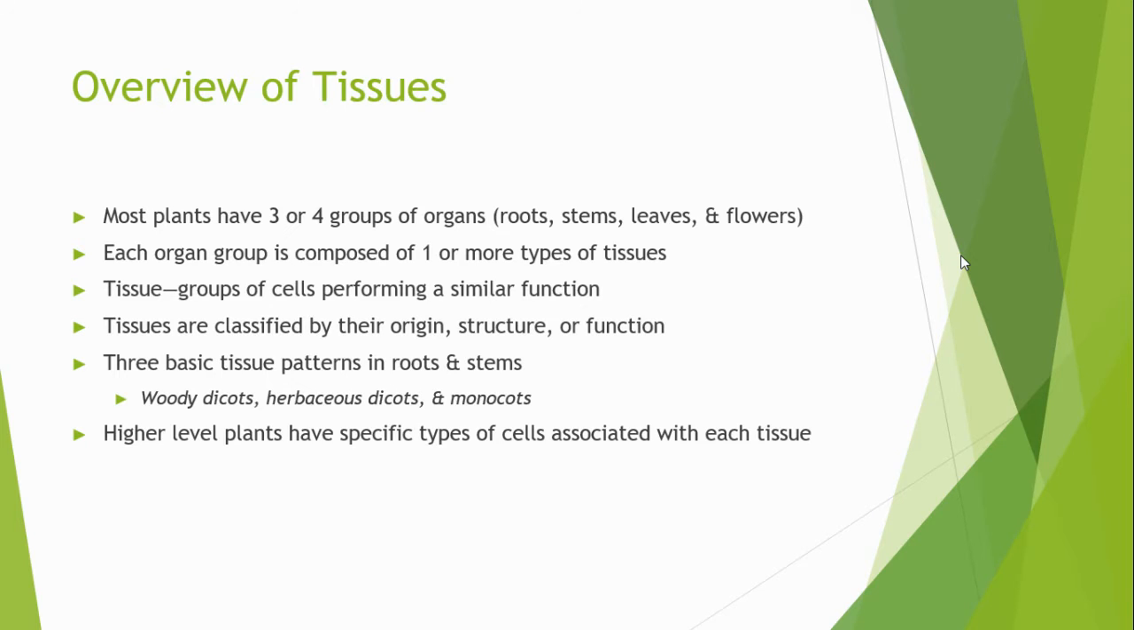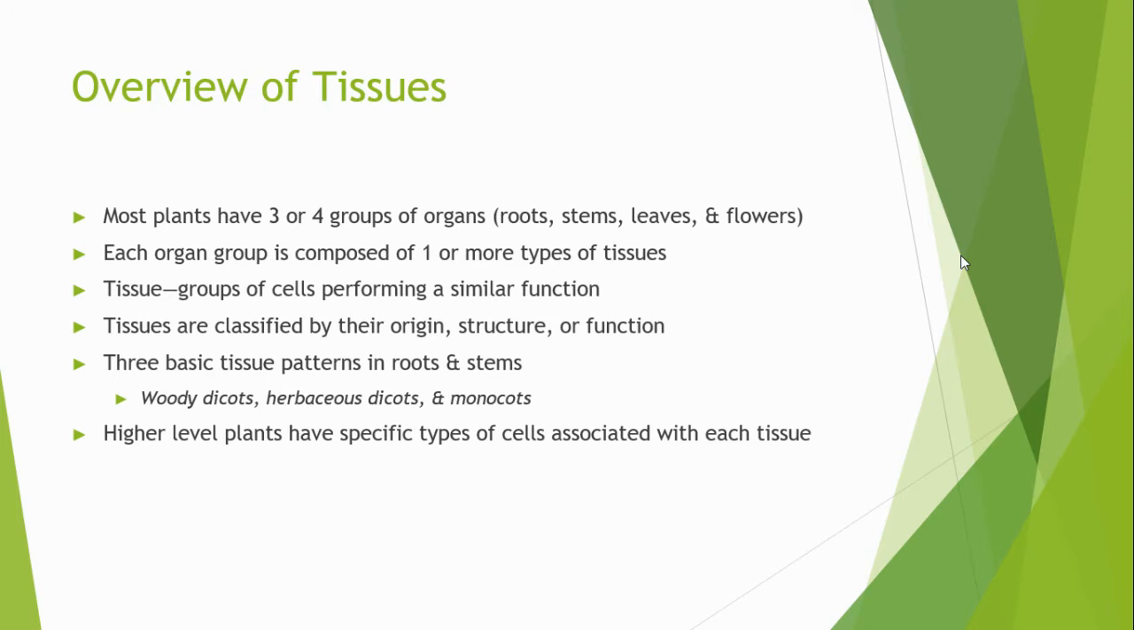Tissues are groups of cells performing a similar function, which you would have talked about way back in your 9th grade year of biology. This is like basic stuff here. Tissues are classified by their origin, structure, or their function. So you have heart tissue, and that heart tissue has a different function than your lung tissue does, and that has a different function than your stomach tissue does, or your liver tissue. Each one is specified for the parts of the plant or the part of the body that it is assigned to.